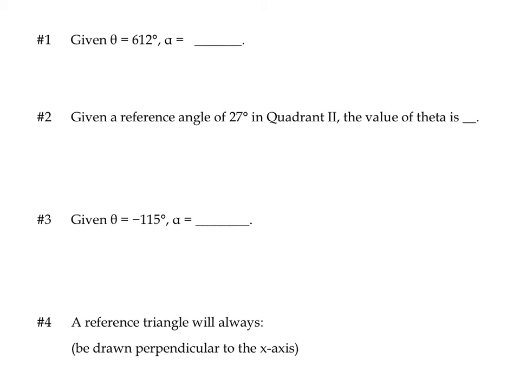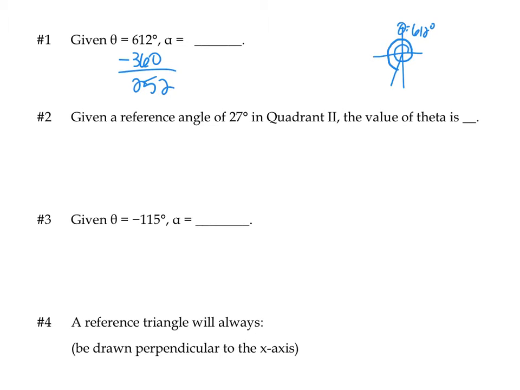So the first question is, given theta equals 612 degrees, alpha, which is the reference angle, equals what? So when we have an angle more than 360, the first thing that might make sense is just to subtract 360 from it. If I subtract 360 from this, I get 252. So this is the same as a 252 degree angle. If I'm going to draw a little sketch over here, when I go 360 degrees, I've gone all the way around. Then I go another 252 degrees, and I'd have my angle out there. That's 612 degrees total for theta.